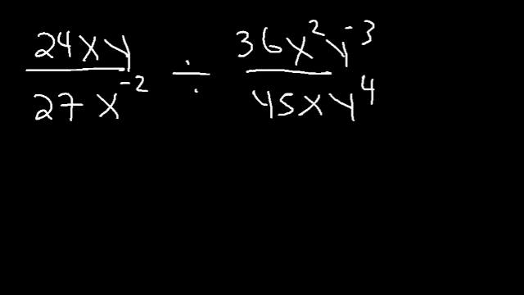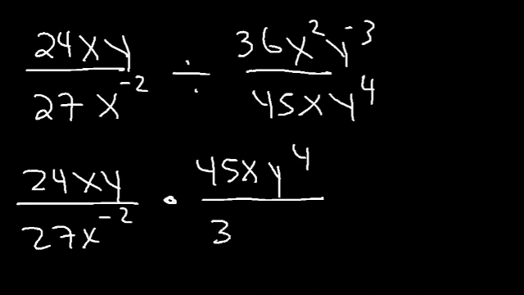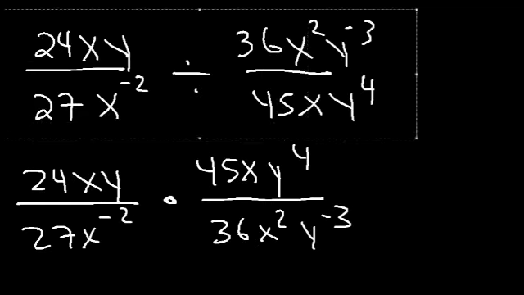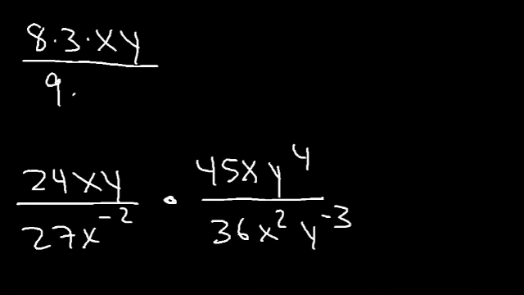these two expressions? There's something called keep, change, flip. You need to keep the first fraction the same way, and then you could change division to multiplication if you flip the second fraction. So now we can solve it the same way as we did in the last example. So let's rewrite 24 as 8 times 3. 27, we can make it 9 times 3.